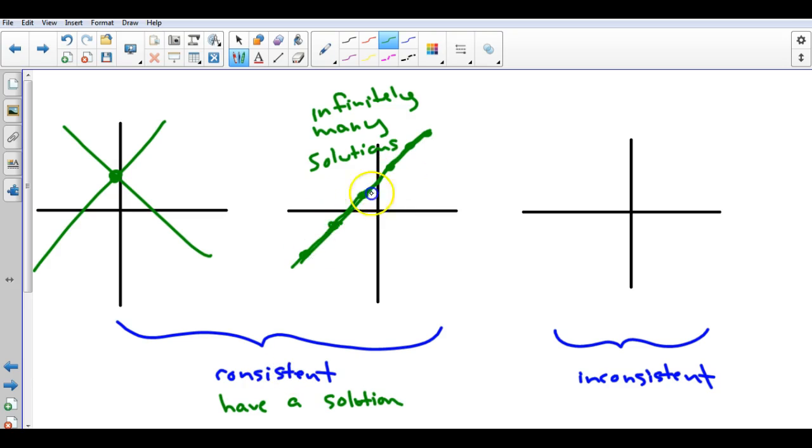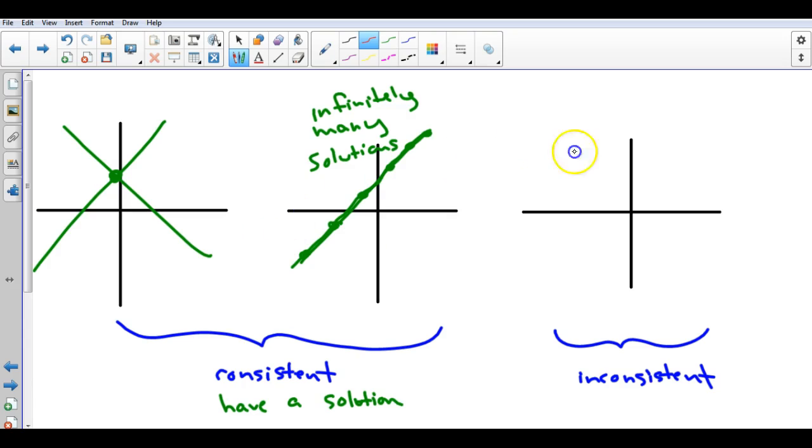And this is where, again, you would have one line on top of itself. So you have two equations which represent the same line. It means they have the same slope and the same y-intercept. So if I were to graph both of these lines, you'd be starting on the y-intercept and moving in the direction of the slope, and it would be one line on top of another.